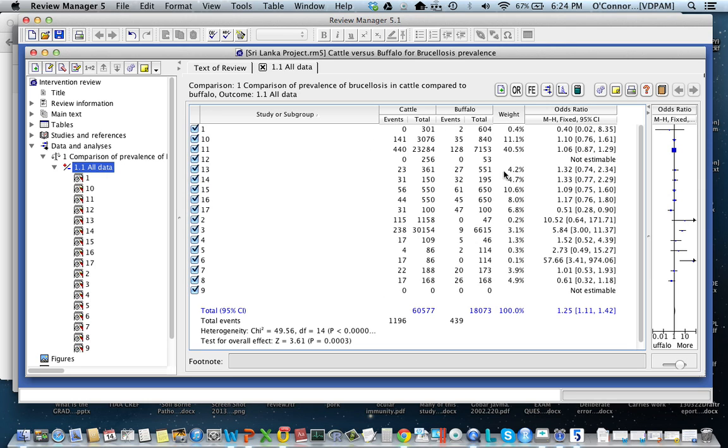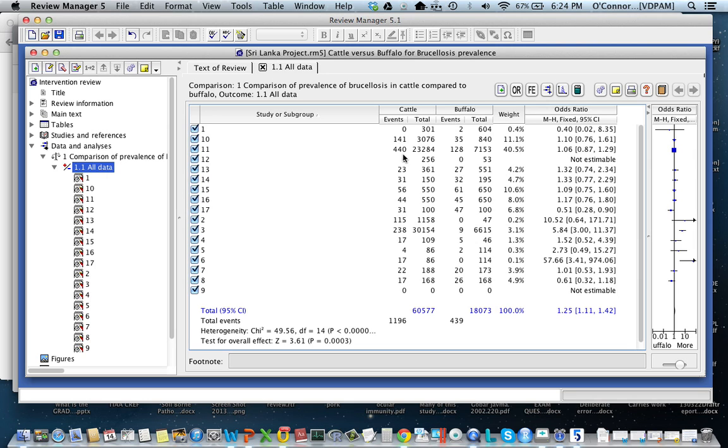We have a variety of studies, and what we'd like to do is combine them using an appropriate statistical approach to obtain a more precise estimate of the comparison we're interested in. So for example, here we've got 17 different estimates of the comparison between seroprevalence of cattle and buffalo. And we'd probably like to combine them, if it's legitimate to do so, so that we get a very precise estimate of the difference between cattle and buffalo.